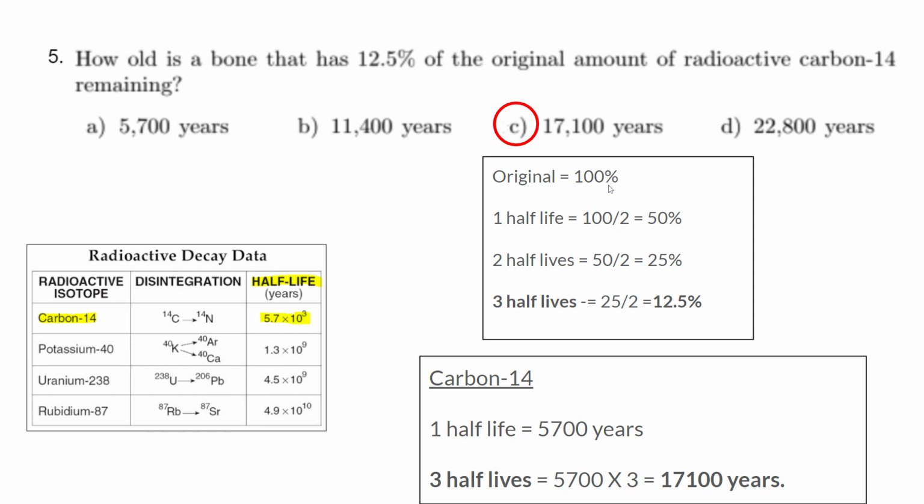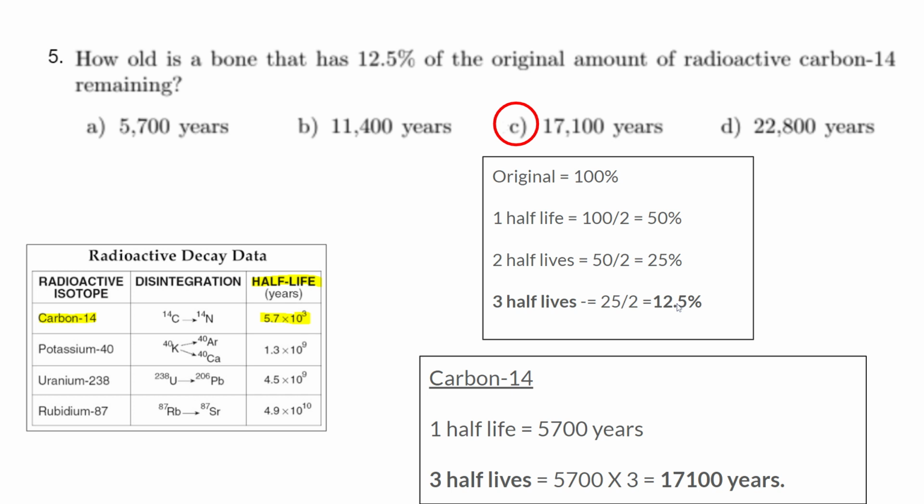So original is 100%. After one half life, I should have half of 100%. So 100 divided by 2 is 50%. After two half lives, I should have half of that. So 50 divided by 2 is 25%. After three half lives, I should have half of 25%. So 25 divided by 2 is 12.5%. That matches what my question is asking about.